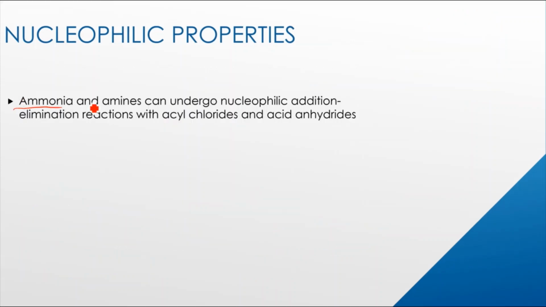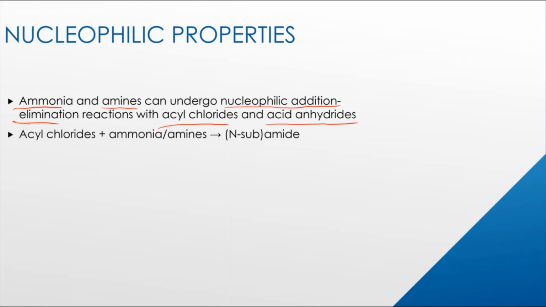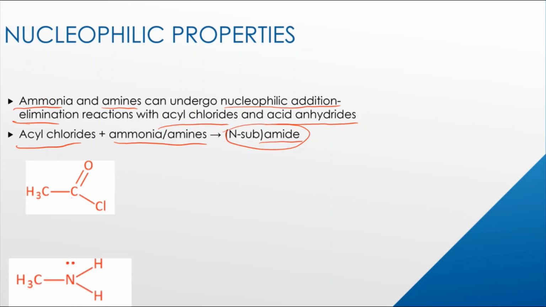Please just be aware that ammonia and amines can undergo nucleophilic addition-elimination reactions with acyl chlorides and acid anhydrides. So if that reaction was to go ahead, acyl chlorides with ammonia or amines, then we end up forming an amide, and in the case of amines we end up forming an N-substituted amide. So for example, we have an acyl chloride there, ethanoyl chloride in that case, and we have our primary amine there.